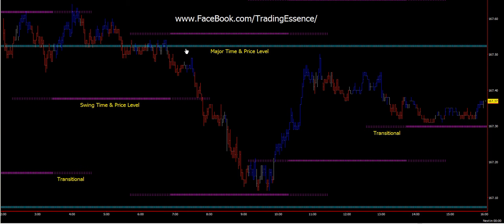So anyway, this is a German Bund, and these levels that you're seeing here, I have them labeled on the screen. These cyan lines that run all the way across are the major time and price level. You have another major time and price level right down here. The magenta lines across here are the swing time and price levels, a shorter term base time and price level. And these dotted magenta lines, near the beginning and near the end of these swing price levels, are the transitional levels.